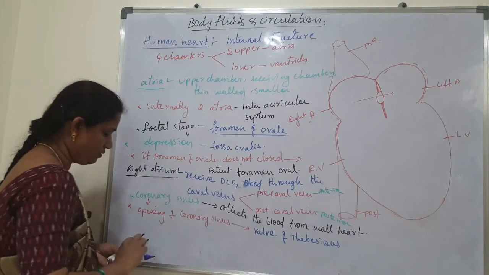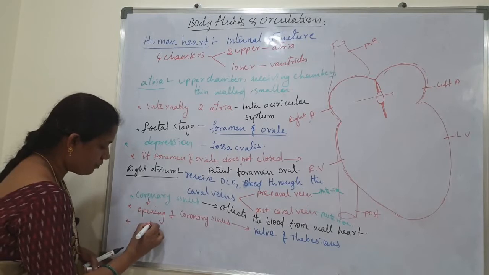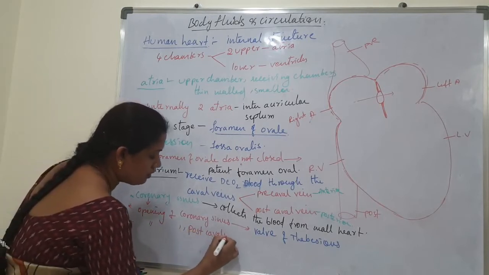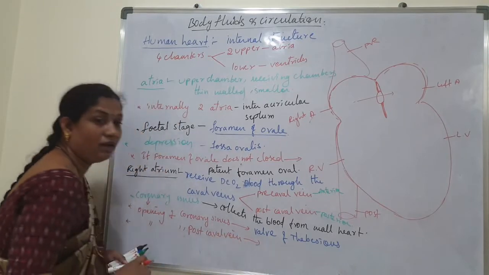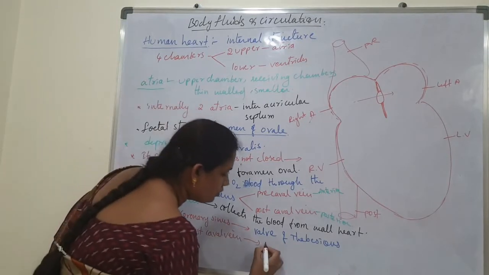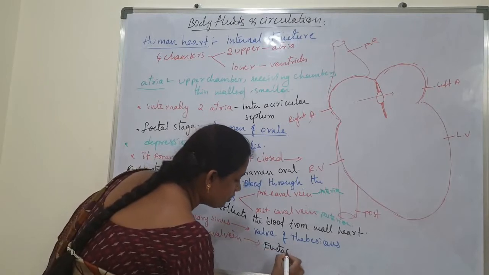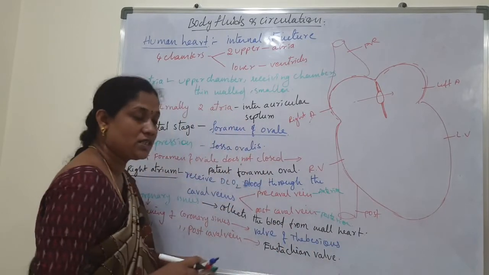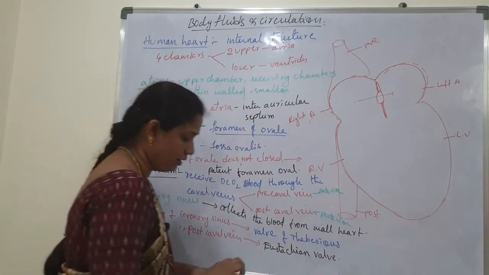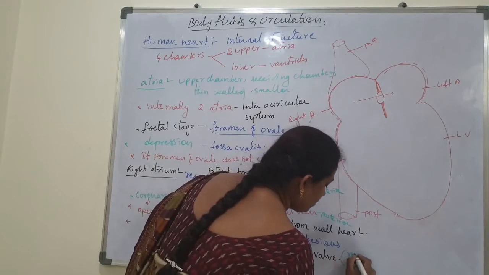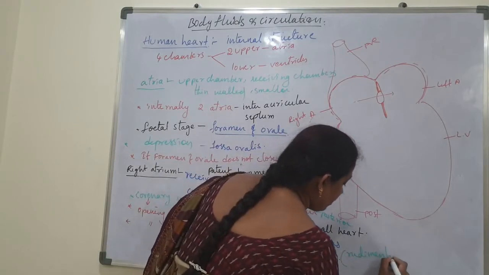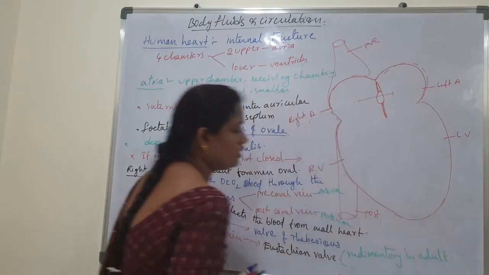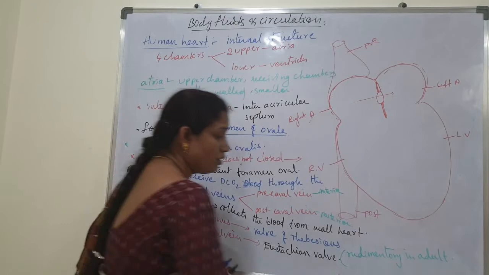Next, postcaval vein. The opening of the postcaval vein is also guarded by a valve. That valve is called the Eustachian valve. Actually, this valve is rudimentary in adult. It's completely rudimentary in adult. Means it does not work in adult.